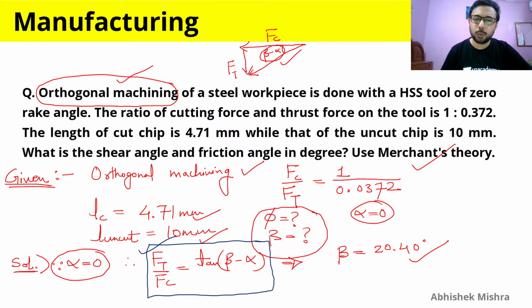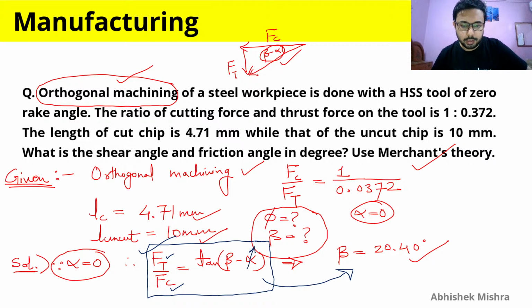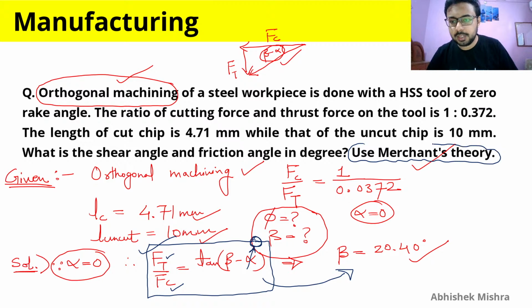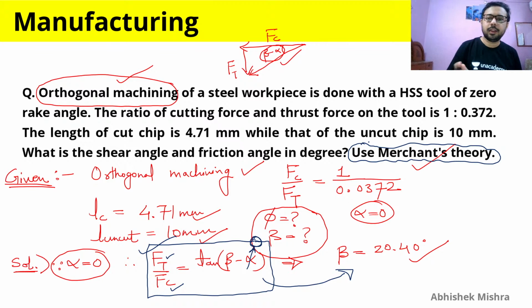Ft by Fc is equal to tan beta minus alpha, and from here we simply calculated beta because we have been provided with the Ft and Fc ratio, and alpha is equal to 0. So we can easily get beta, and we have not yet used Merchant theory, but the question is encouraging us to use it. But we cannot use this theory if we can calculate the parameters asked by the basic geometry of the single point cutting tool.